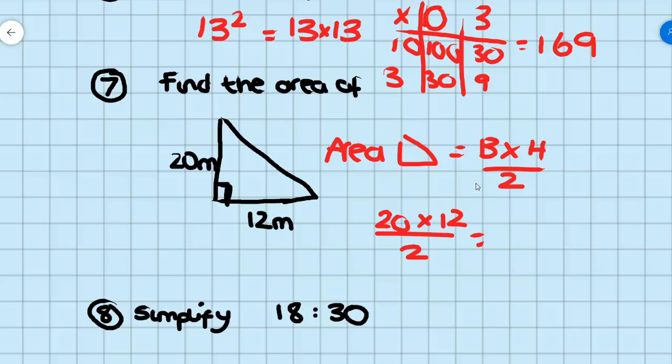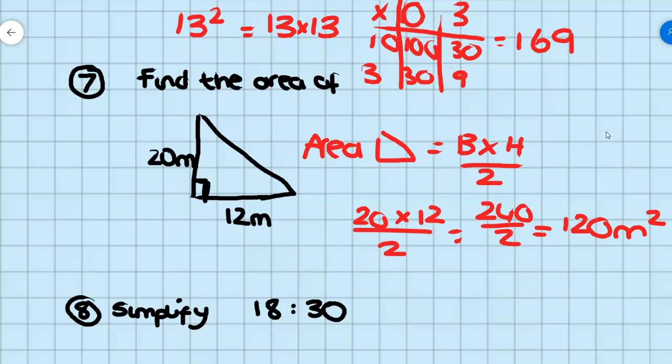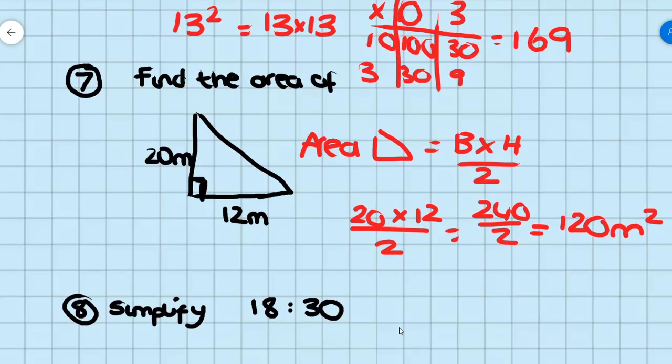Well, 10 12s are 120, so that's double, that's 240 over 2, takes me back to 120. And it's metres squared. We're in two dimensions this time because it's looking at area.